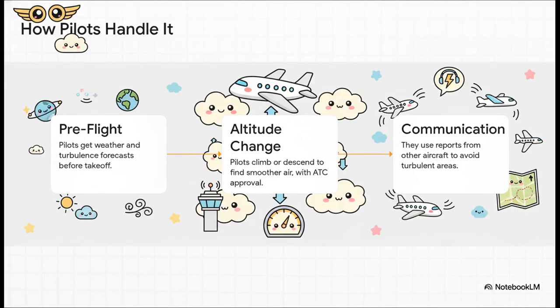First off, it all starts on the ground with really detailed weather and turbulence forecasts. Then, in the air, one of the best moves is just to change altitude. Sometimes climbing or descending just a few thousand feet can get you into a much smoother layer of air. And maybe, most importantly, pilots are constantly talking to air traffic control and listening to reports from planes up ahead, building this real-time map of the smoothest ride.